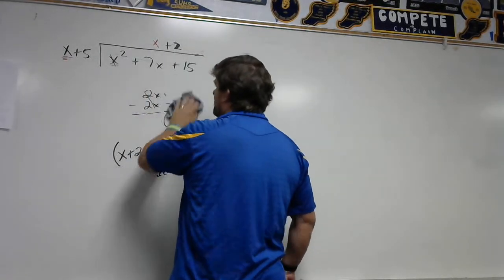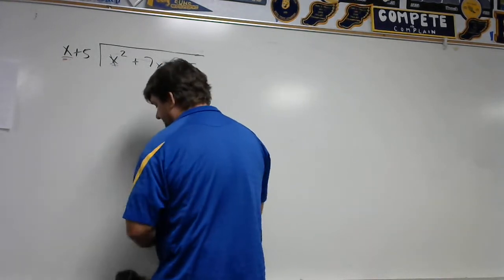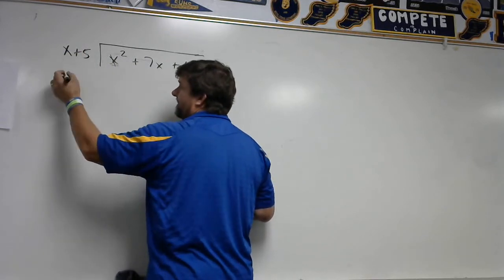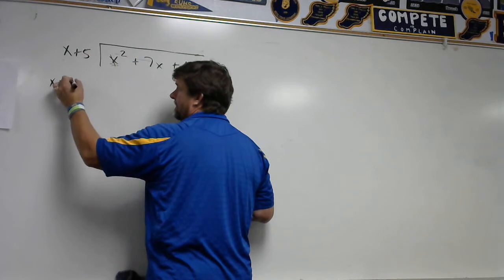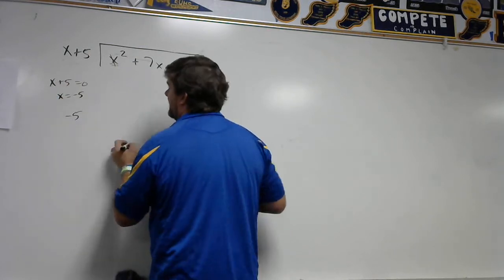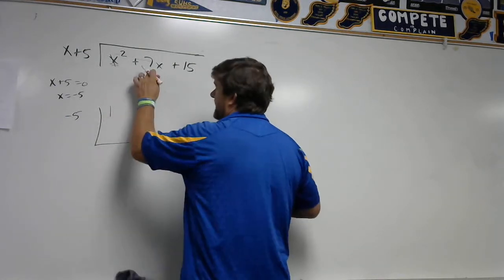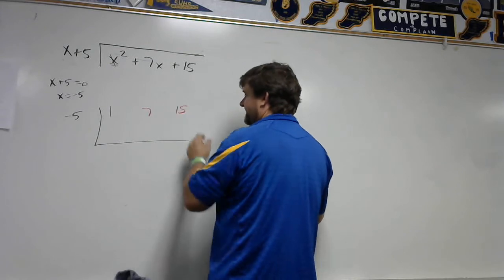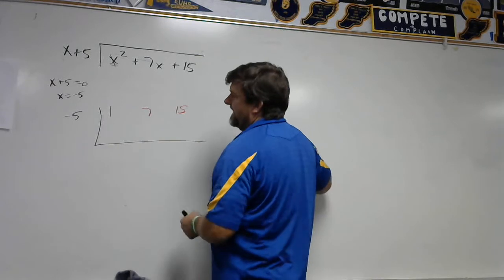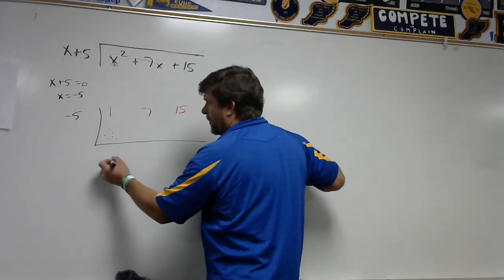So let's tackle synthetic division. Same problem. Synthetic division is a little different. I set the factor out front equal to 0. x equals -5, so I get -5. And then I bring down the coefficients: 1, 7, 15. This one's always a 0. So I bring down the 1, I get 1.